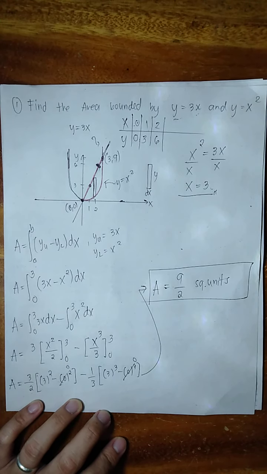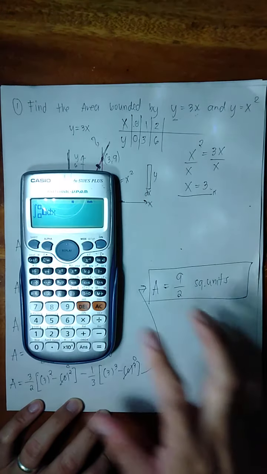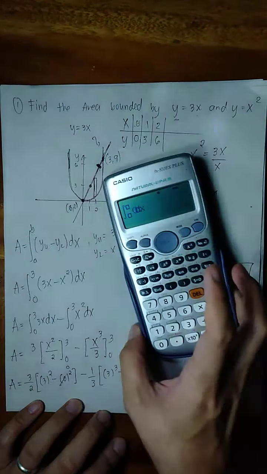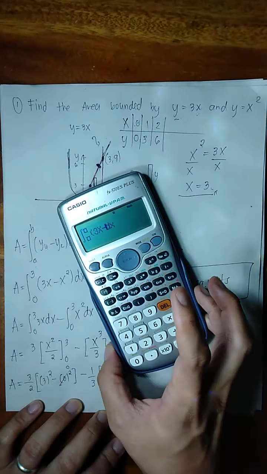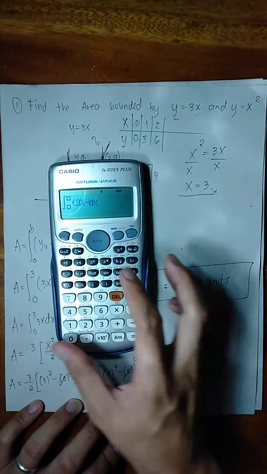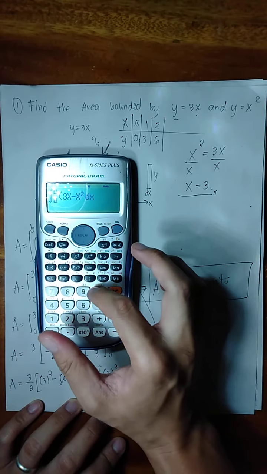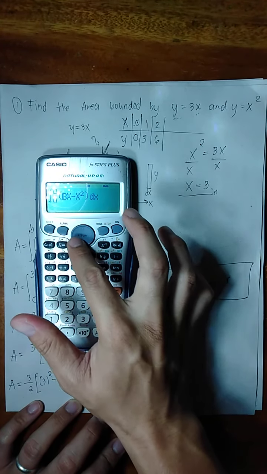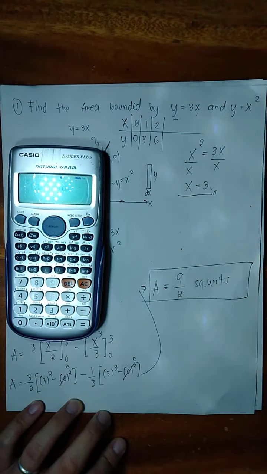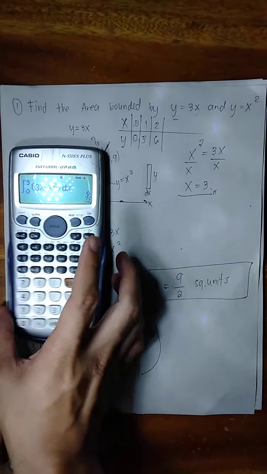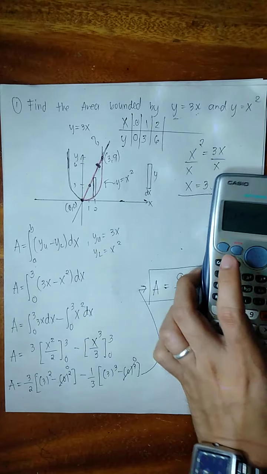Let's try kung kaya ba ng calculator yan. Tingnan natin, ha? I'm not sure. Ngayon ko pa lang itatry. Ano yung function natin? 3x. Try natin. X squared, no? Mali. Alpha. Try natin kung kaya, guys. Ano yung limit niya? 0 to 3. Natin kung lalabas yung 9 over 2. Ay, lumabas. Bilis. Ayun na, diba? Ang bilis lang. So, tama yung sagot natin.